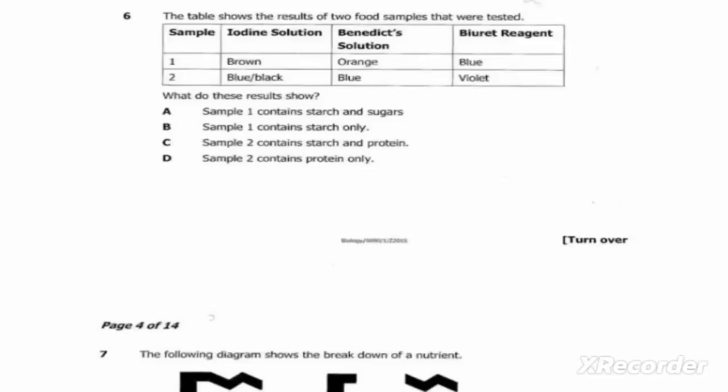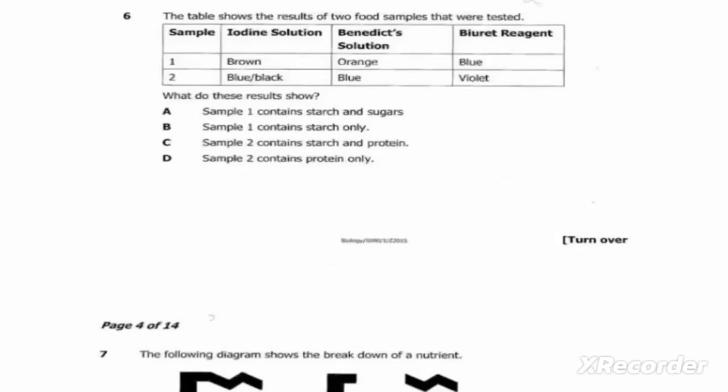Question 6, the question reads, the table shows the results of 2 food samples that were tested. The first column we have sample, the second column we have iodine solution, so to say. The third column we have Benedict solution. The fourth column we have Biuret reagent. So we know that we use iodine solution when we are testing for starch. Then we use Benedict solution when we are testing for reducing sugars. And we use Biuret reagent when we are testing for proteins.